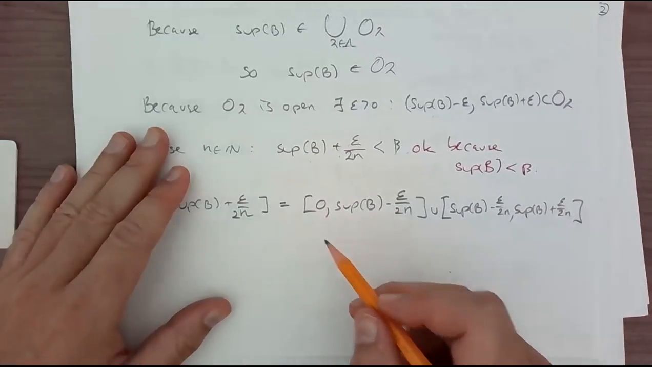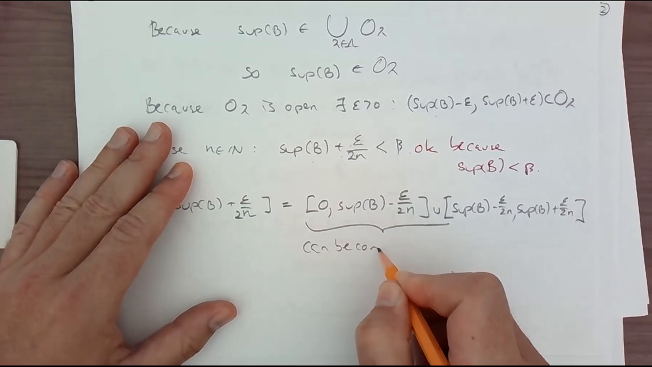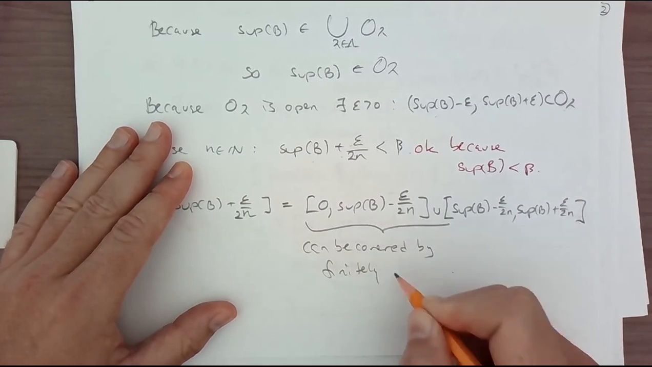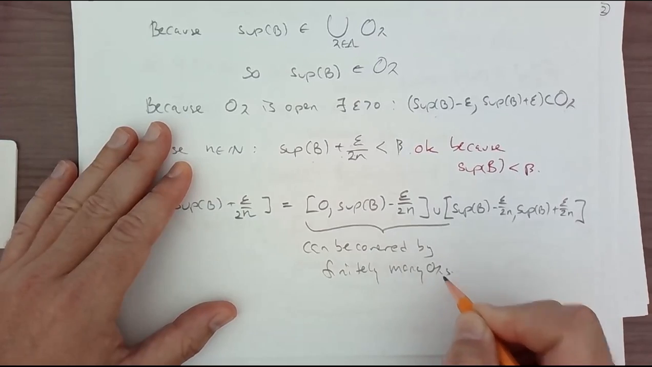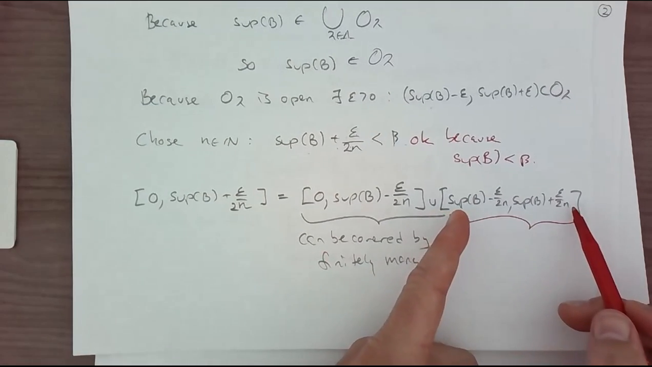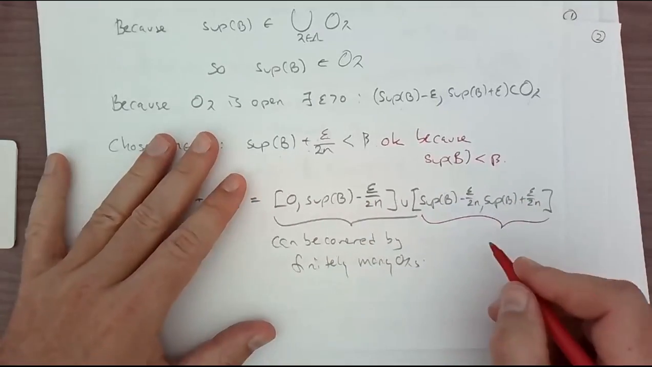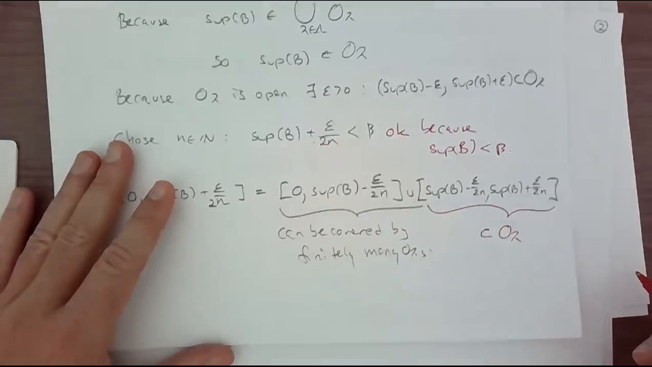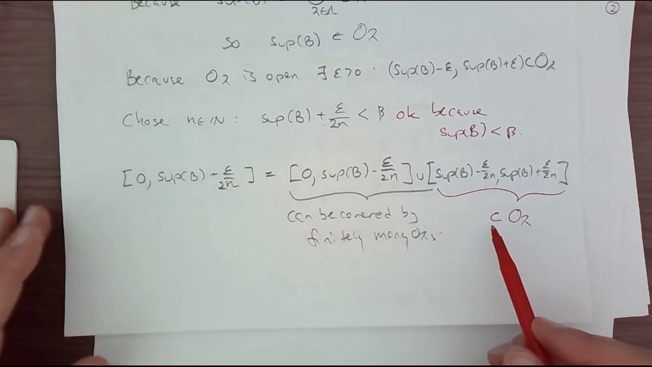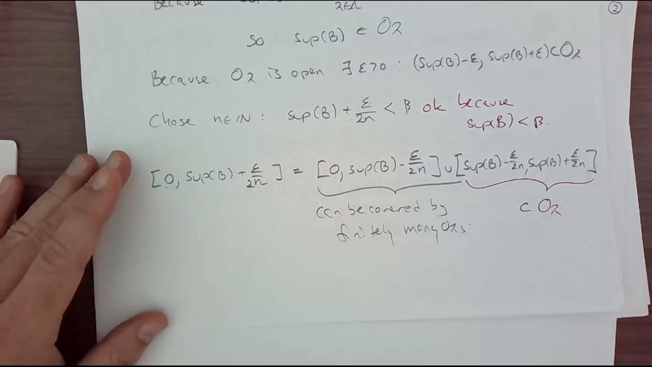Again, as before, this first part here can be covered by finitely many O lambdas. And this one over here, that interval we have here, is going to be inside this one, so that's going to be inside O lambda. This one here is a subset of O lambda. So there we have finitely many again. We have this O lambda. So that means that this interval here can also be covered by finitely many.